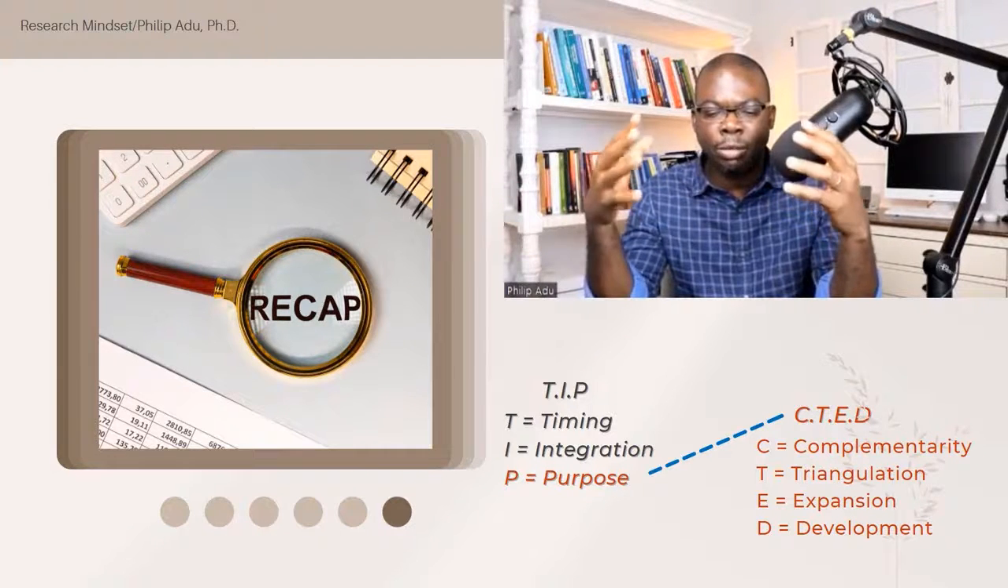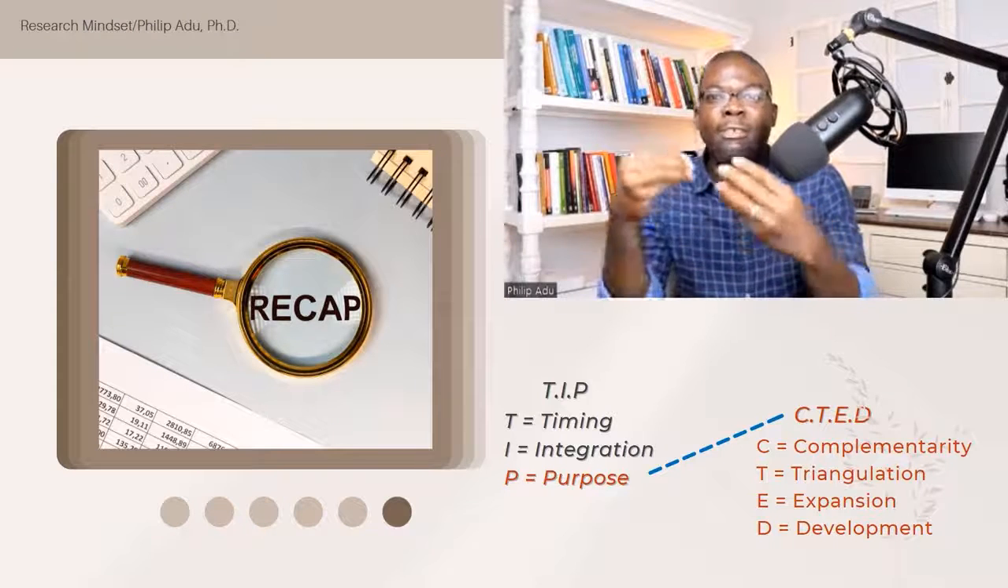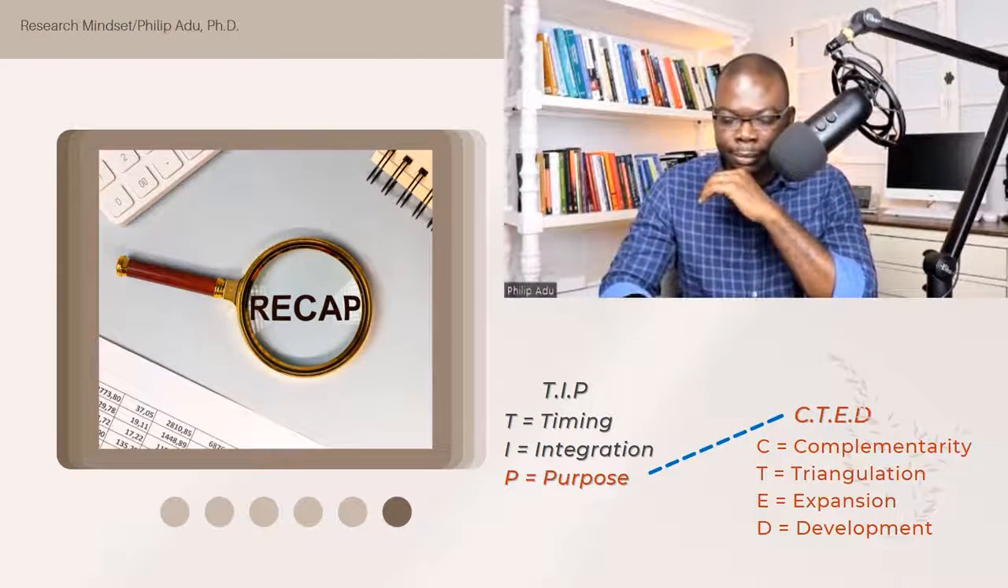So these are the things that you have to think about when you want to design and defend your mixed method study. What are your thoughts?